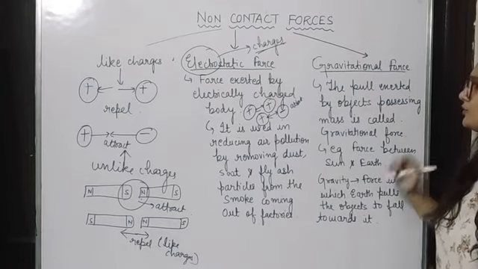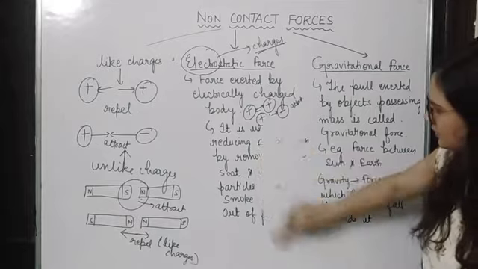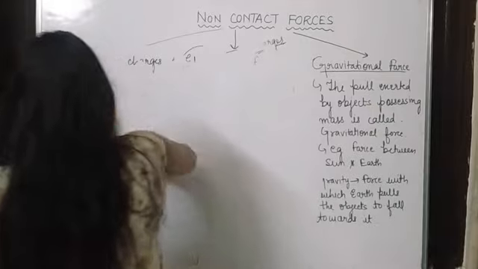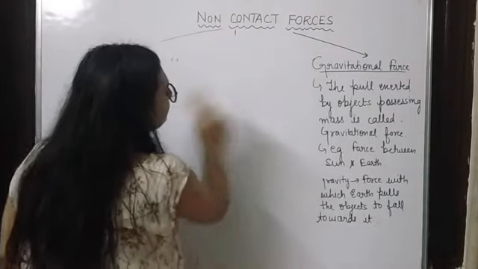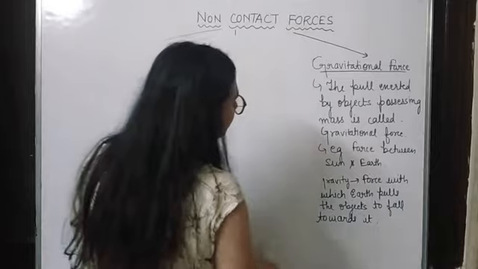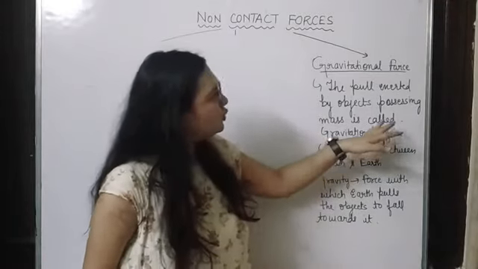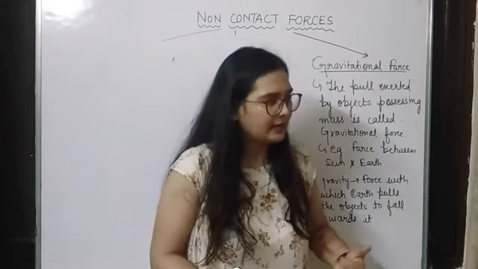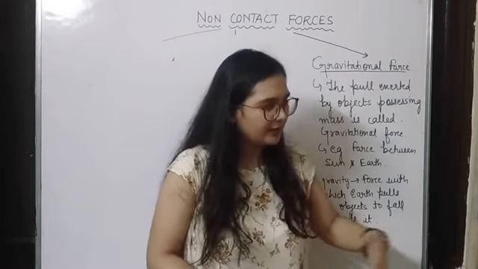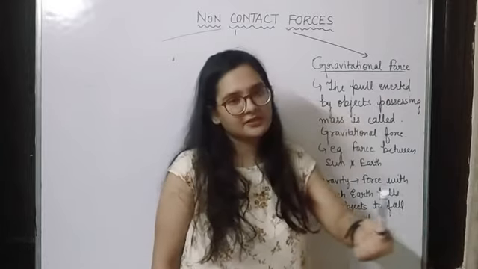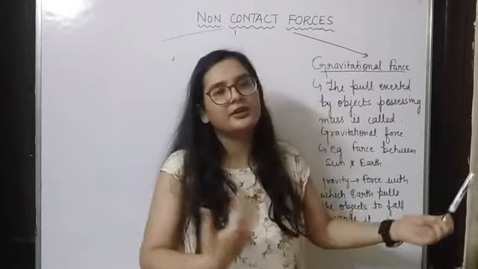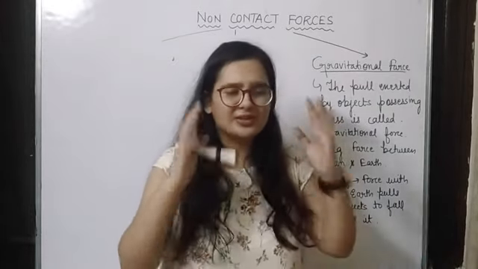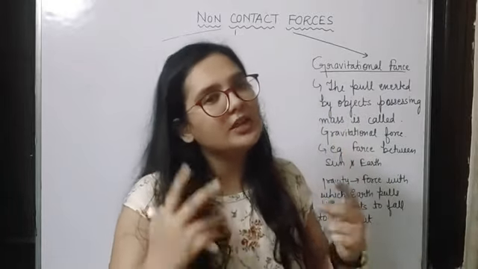Now let's move on to the gravitational force. Gravitational force is the force between two objects that have some kind of mass. For example, if I am standing here and I have this marker here, there is some kind of attractive force between us, right? That is known as gravitational force. It is nothing but the force of attraction between two bodies.